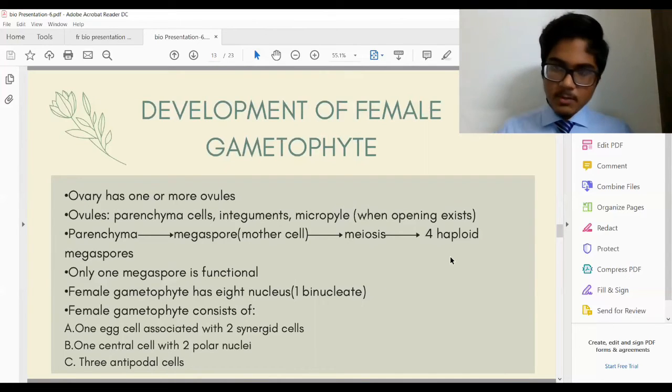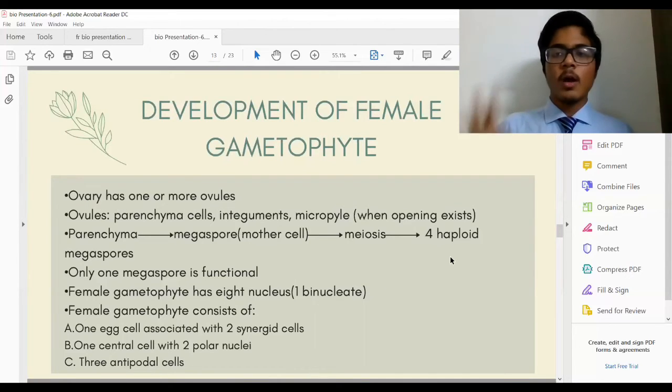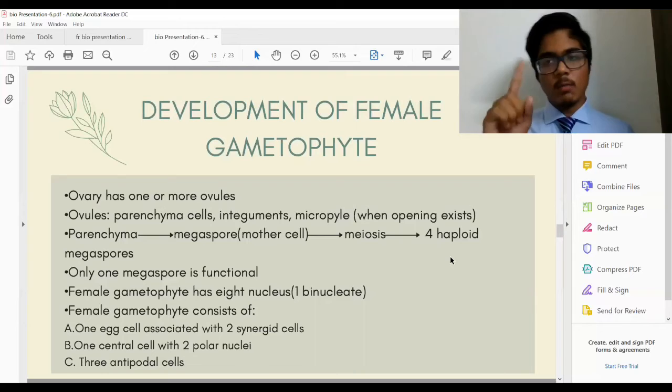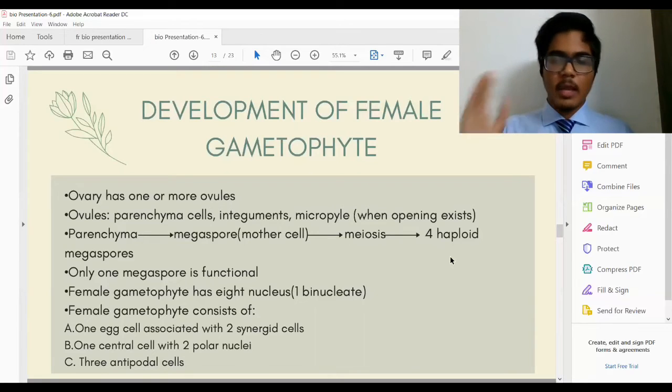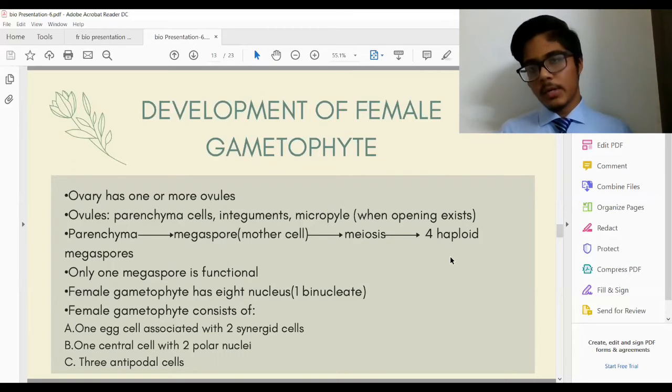But after it undergoes meiosis, it produces 4 haploid megaspores. These 4 haploid megaspores have half the chromosomal number, which also aids in the formation of gametes at the end. Among these 4, shockingly, only 1 gets used. The other 3 you can just throw away. So only 1 megaspore becomes functional, and inside this 1 megaspore there is only 1 nucleus. But this 1 nucleus undergoes mitosis in a certain manner and produces 8 new identical nuclei.